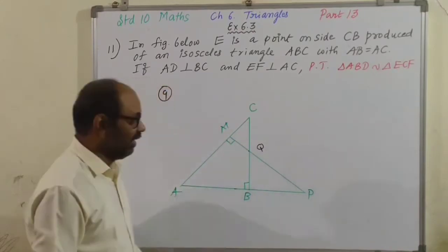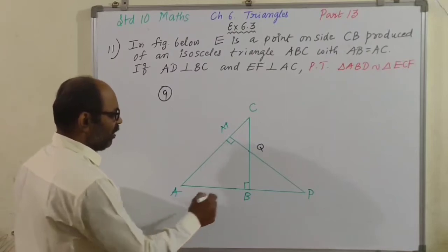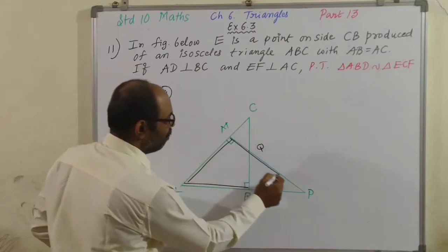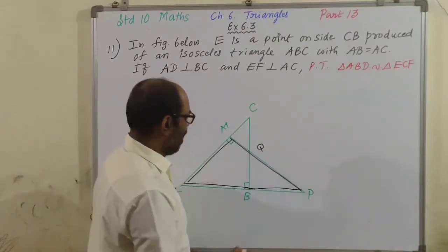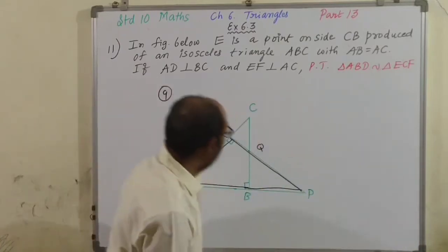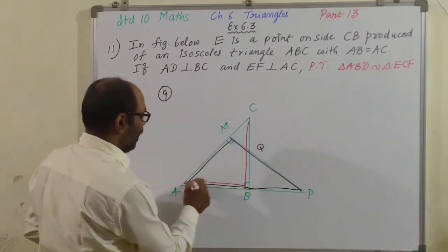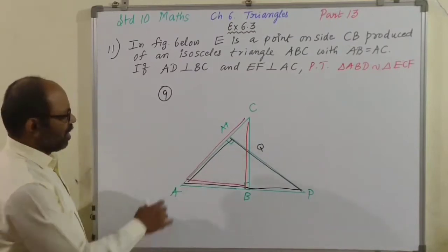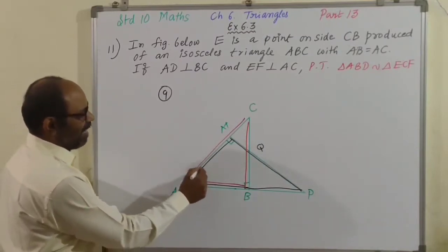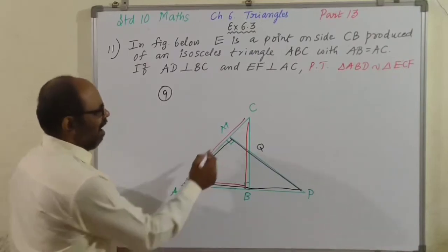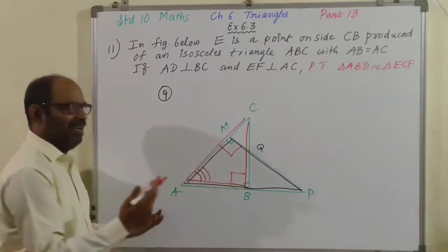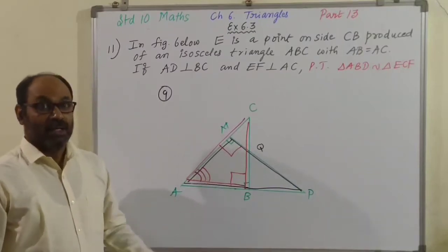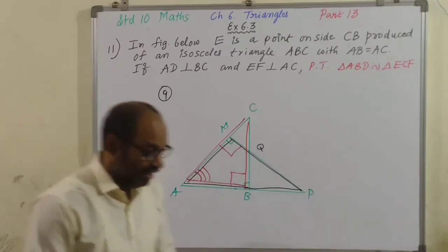What did we do with that? We had to prove this black triangle is similar to the red triangle. Children, black and red, common angle, one angle matched. And right angle and right angle, two angles matched, finished. By AA corollary, the correspondence is similarity.